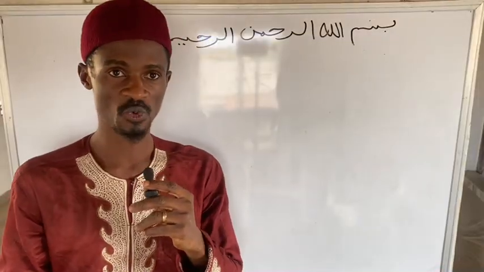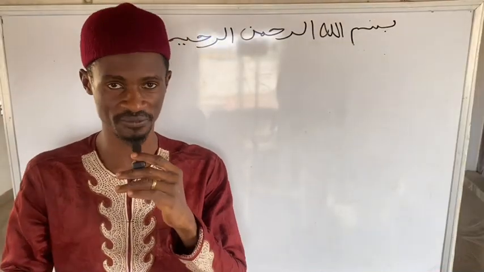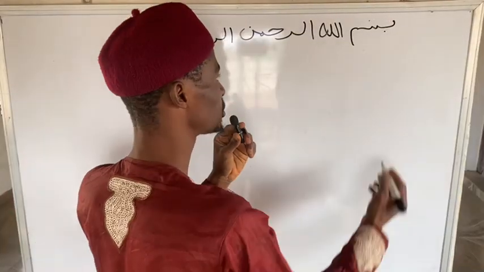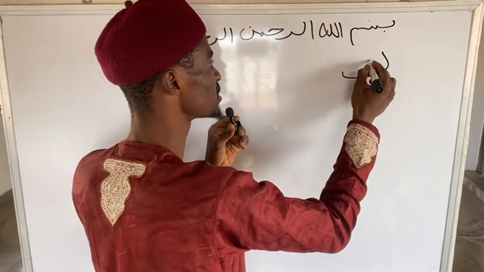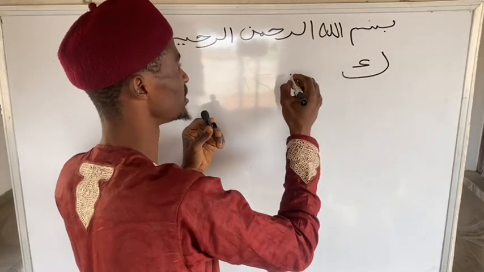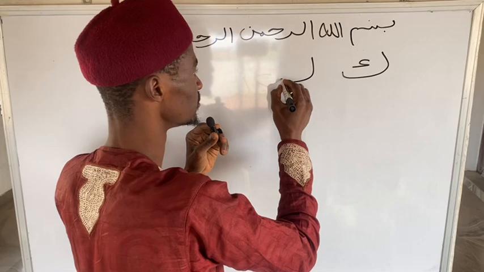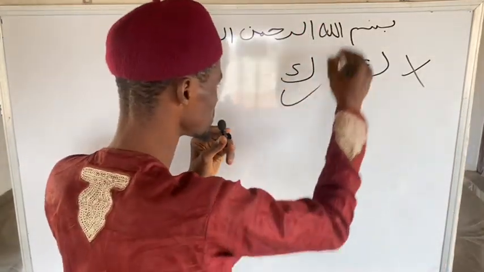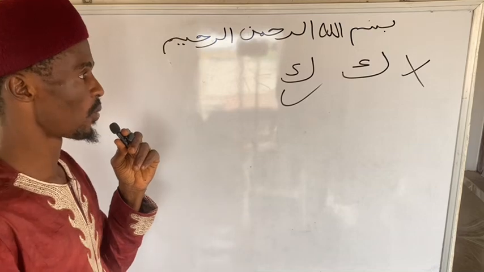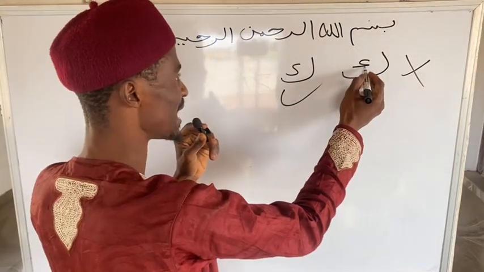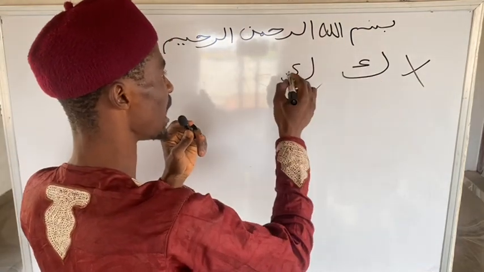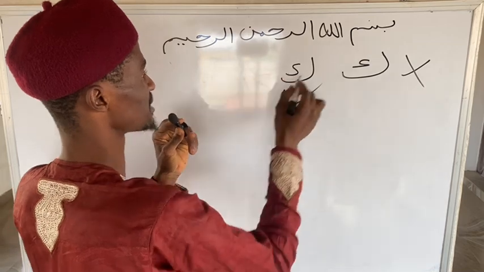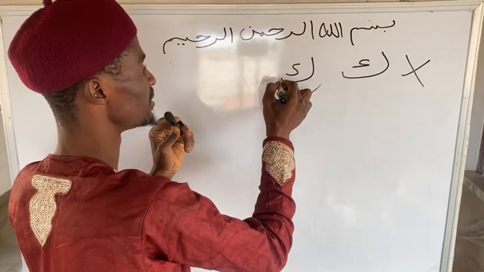Common mistake we do when writing kaf. Kaf shouldn't be written this way, but this way. This is wrong, but this is correct. Why? This is a hamza and this is a kaf standing in this lam sign.